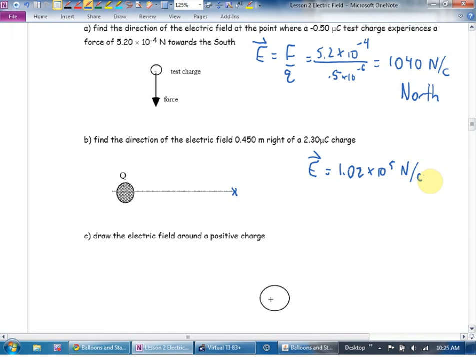What's the direction? All right. Put a tiny positive charge right here. Which way would it want to move if it could? Well, this charge here, is it negative or positive according to this question? Positive. So which way would a positive right here want to move if it could?